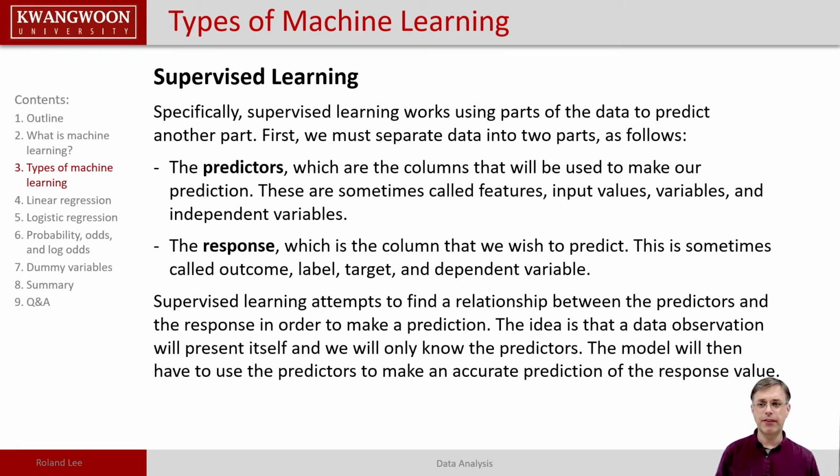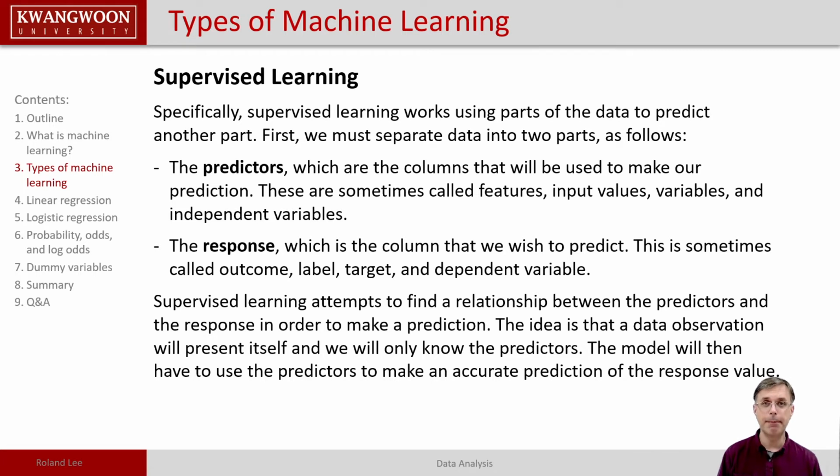Also, supervised learning attempts to find a relationship between the predictors and the response in order to make the prediction. The idea is that in the future, a data observation will present itself and we will only know the predictors. The model will then have to use the predictors to make an accurate prediction of the response value.